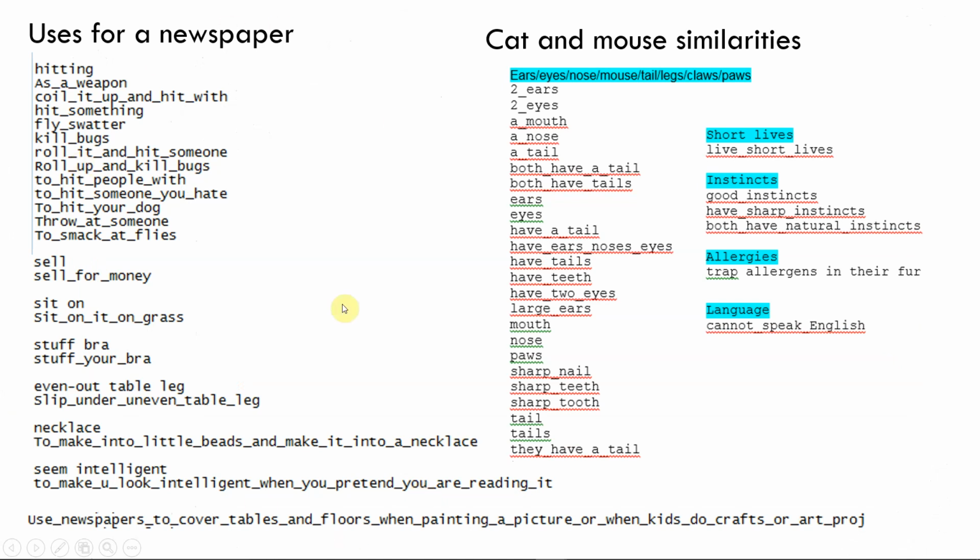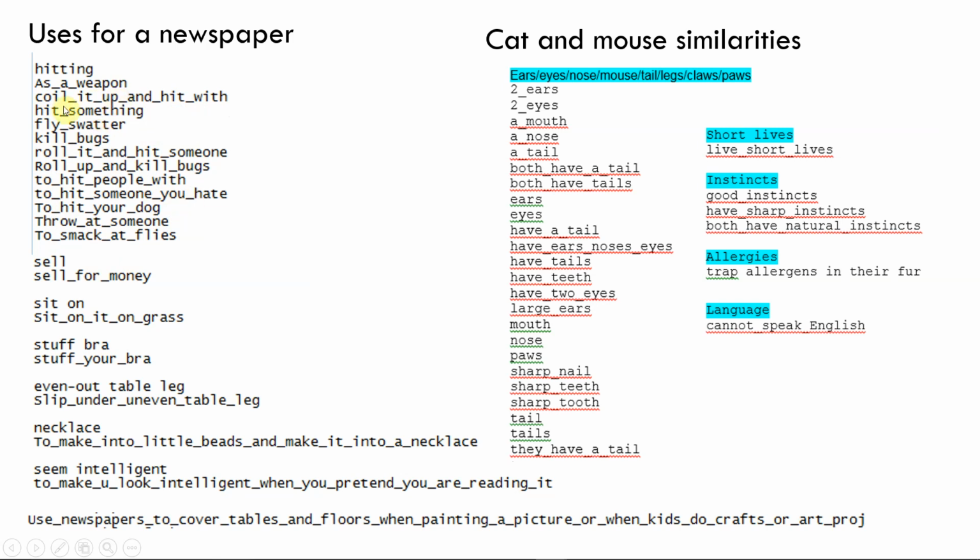Here are some responses from data I collected from students when I was at Binghamton University. What can you use a newspaper for? All of these are responses that people came up with, but we put them into categories. Me and a bunch of research assistants put people's responses together. Someone said as a weapon, someone said coil it up and hit with, someone said hit something, fly swatter, kill bugs. We decided that all of these things were related to hitting someone or something, so we said that these were generally from the same category.